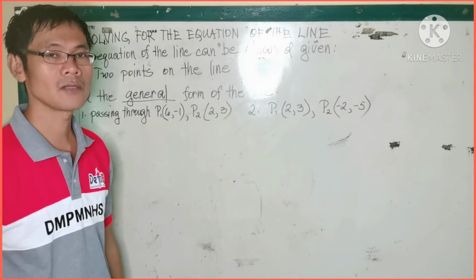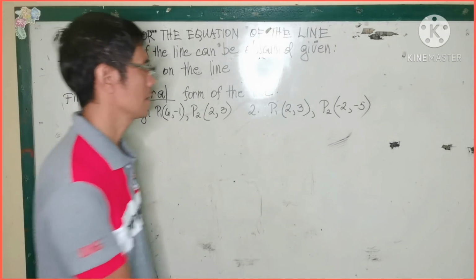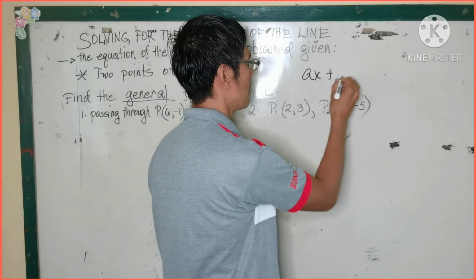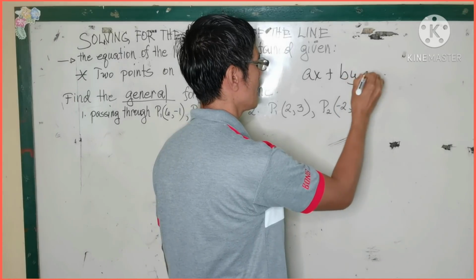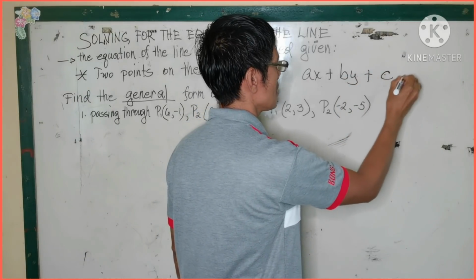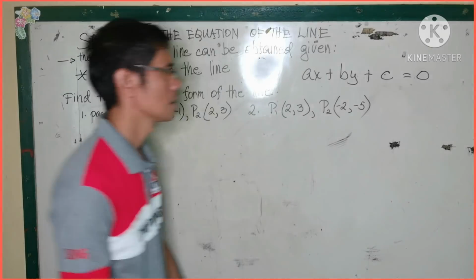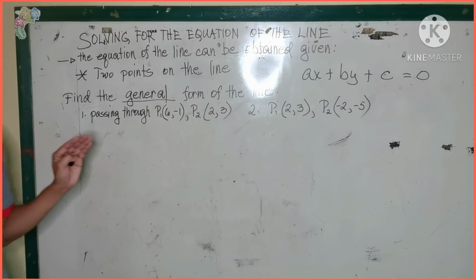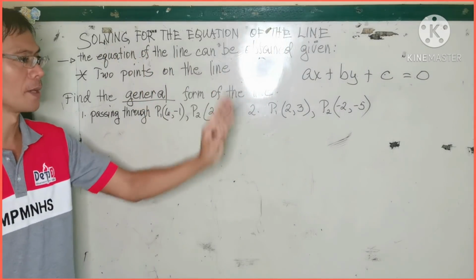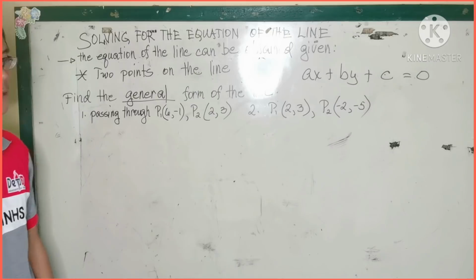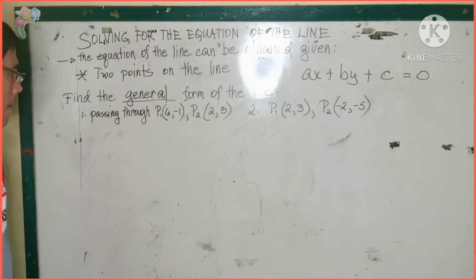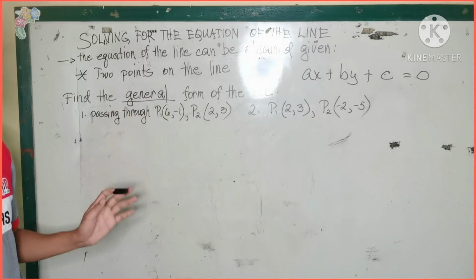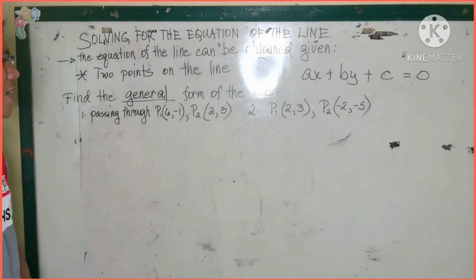So what is the general form of the equation of the line? The general form is simply ax plus by plus c equals 0. So that is the general form. So dapat yung answer natin must be on that form: ax plus by plus c equals 0. So how shall we solve for the equation of the line given 2 points?